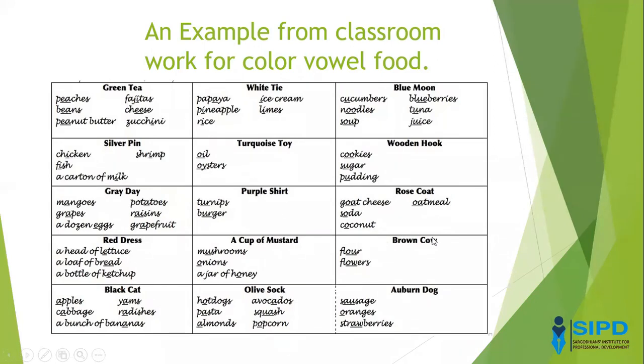Let's look at brown cow. What are the words that are relevant? Brown, flower, and flowers. Rose, goat, goat cheese, soda, coconut, oatmeal. So there are words related to the sounds in the vowel, under the colors. Those colors are the reference actually. If you want to teach the vowel sounds, these colors will be a good reference for students to practice the sounds. So let's move forward.